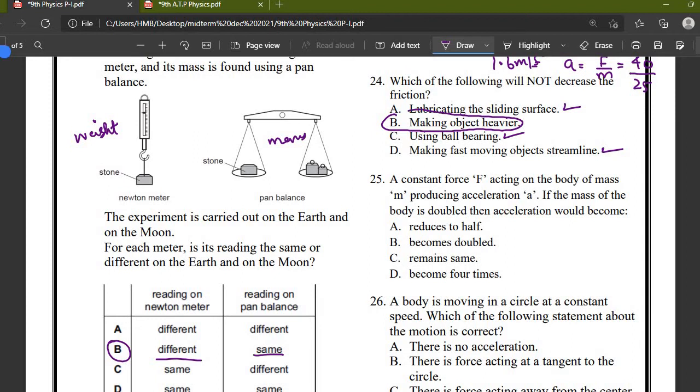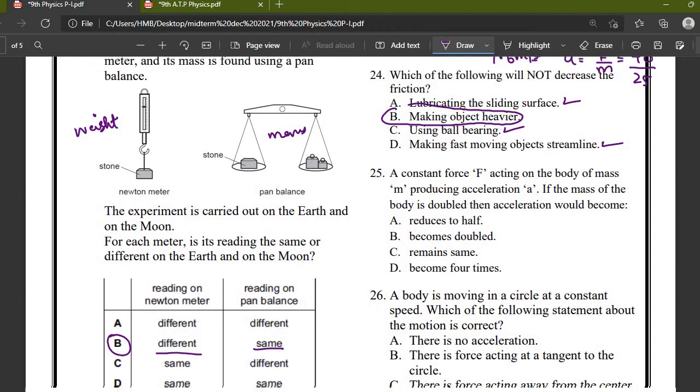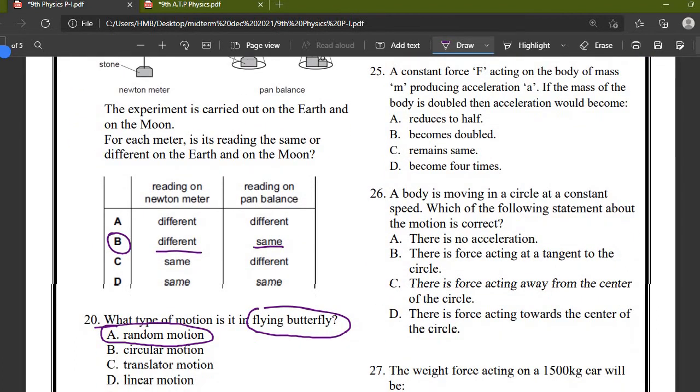A constant force F acts on a body of mass m producing acceleration a. If the mass of the body is doubled, then the acceleration would become? So according to the second law of motion, acceleration is directly proportional to force and inversely proportional to mass. So a and m are inversely proportional. So if the mass of the body is doubled, then acceleration would become half.